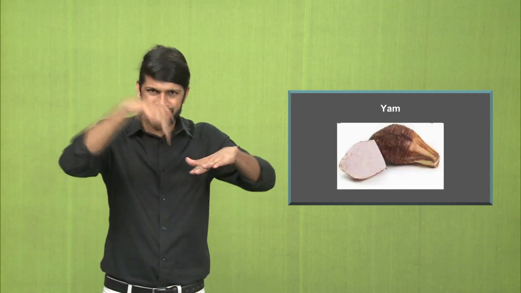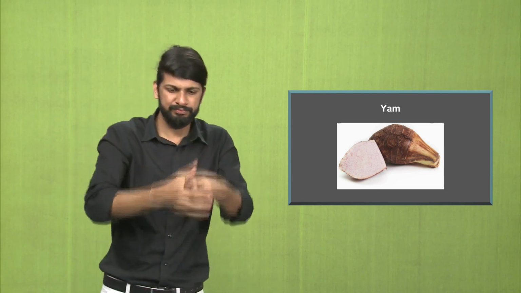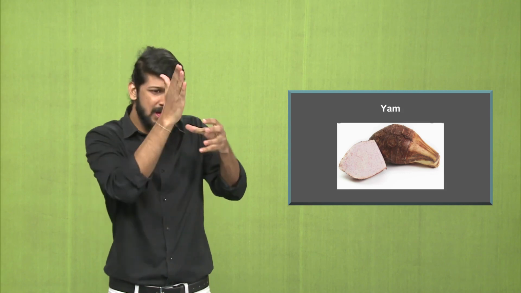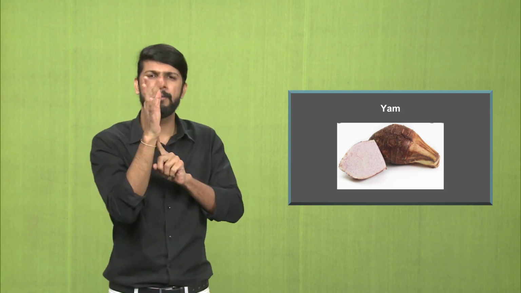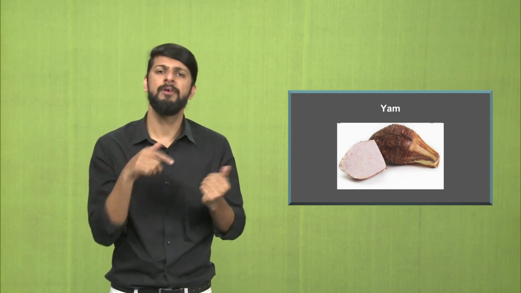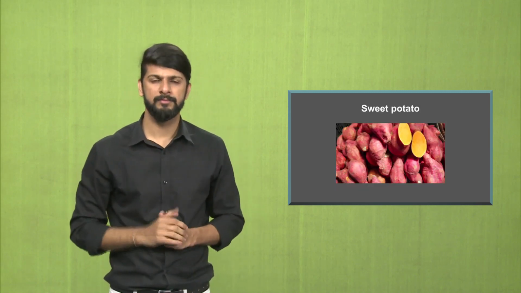Yam is a kind of vegetable. A root, it is edible, but when cut lengthwise or cross section wise, it can be carved and made into a block.